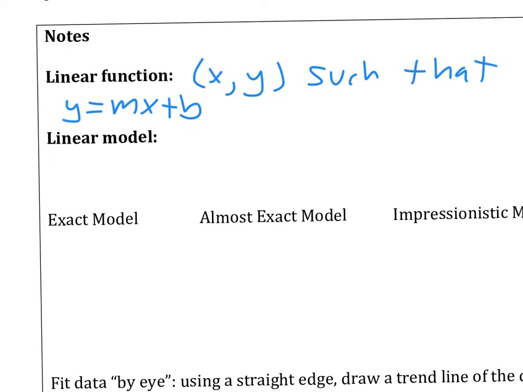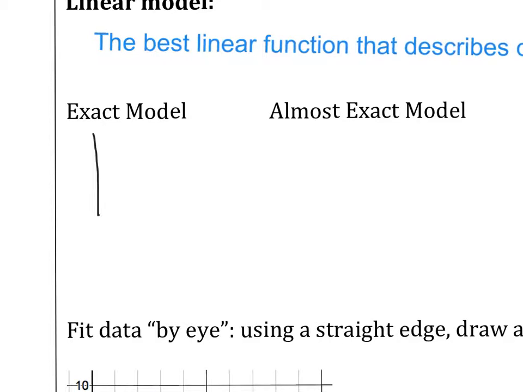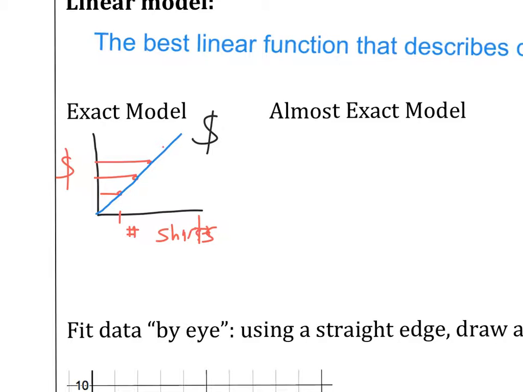What's a linear model? An exact model usually is something that has to do with dollars or something that's very consistent. Like I am going to buy shirts. This is the number of shirts, and this is the cost, right? So if they're $12 each, this is 12, that's 24, etc. That's going to be an exact fit, because it would go up perfectly like this. Notice I'm not going to buy fractions of shirts, so technically I'm not going to fill in between the points. But that would be an exact model.